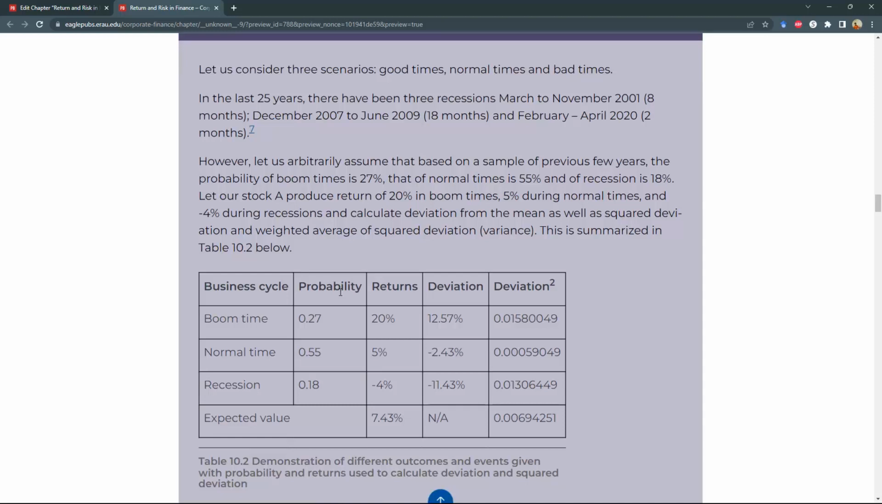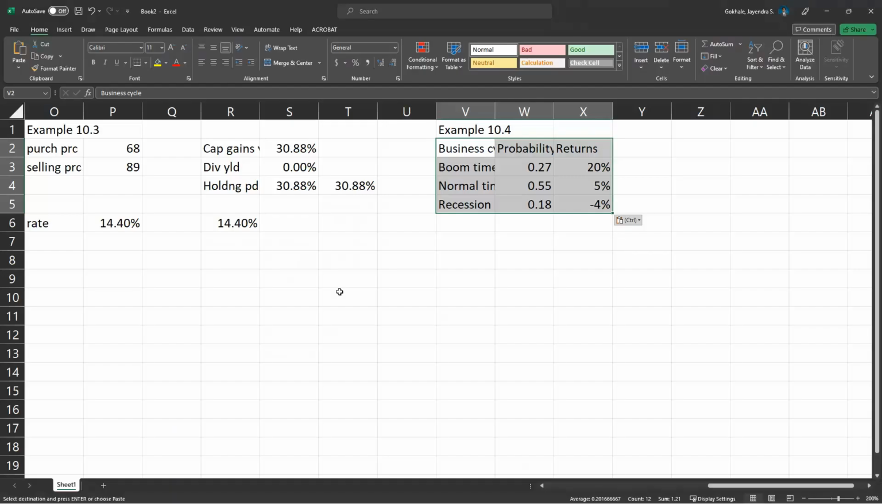So let's arbitrarily assume that, based on a sample of previous few years, the probability of boom times is 27%, normal times is 55%, and recession is 18%. Let our stock A produce a return of 20% in boom times, 5% in normal times, and minus 4% during recessions. Calculate the deviation from the mean as well as the squared deviation and the weighted average of squared deviation, that is variance. Okay, let's do that.